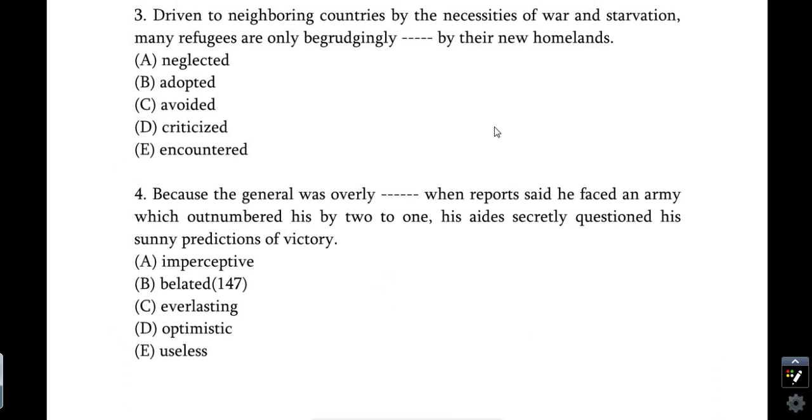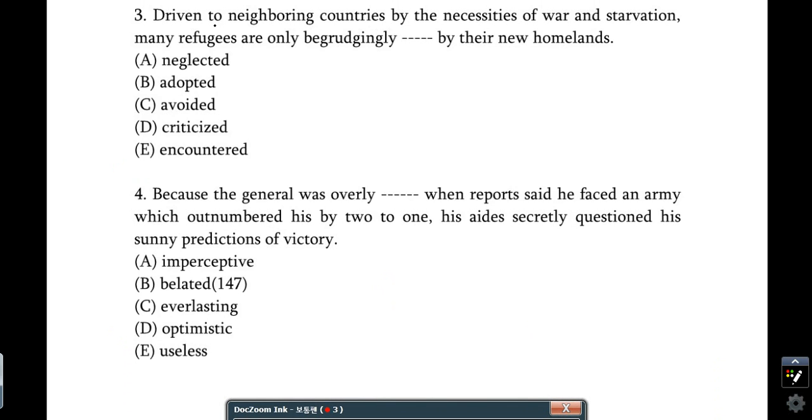Number 3, driven to neighboring countries by the necessities of war and starvation, many refugees are only begrudgingly blanked by their new homelands. So begrudgingly, the refugees are not wanted. So they're only begrudgingly accepted or adopted. Because begrudgingly means you don't want to do it. And so the countries don't want them, so they begrudgingly adopt them. Some might say they're begrudgingly encountered, but you don't encounter a refugee, you house a refugee, so encounter doesn't work.